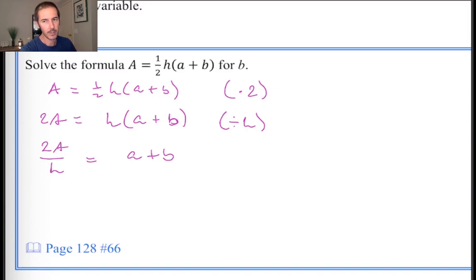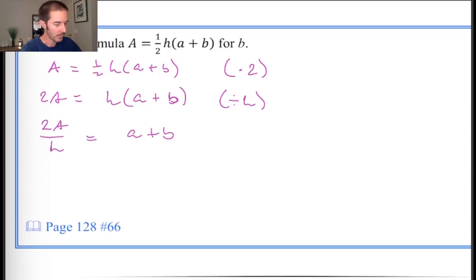All right, this is easy now. All I have to do is subtract a, and I'm going to have my final answer. I've got 2 capital A over h minus lowercase a equals b. And if I'm in a multiple choice situation, I'm stoked because I'm going to be able to look down at my options and identify this as a right answer, and I'm out of here. And you look down at your multiple choice options and it's not there.